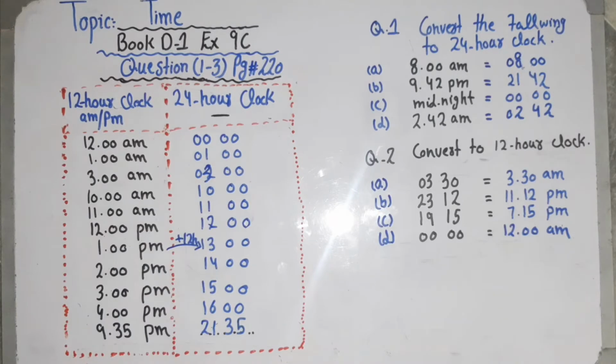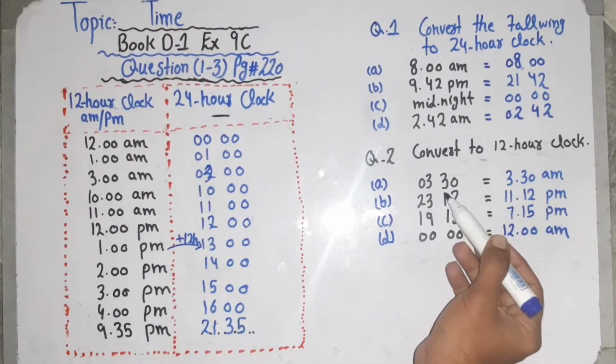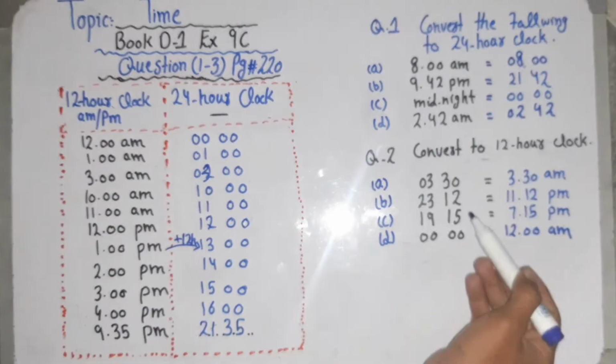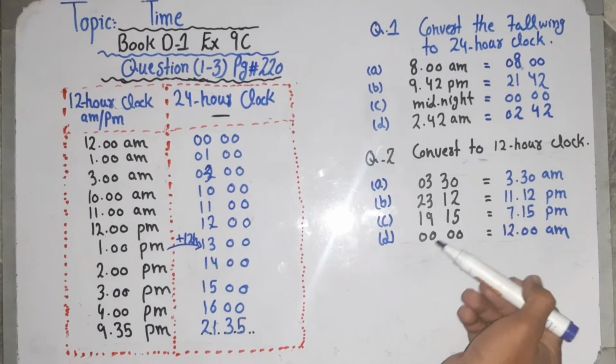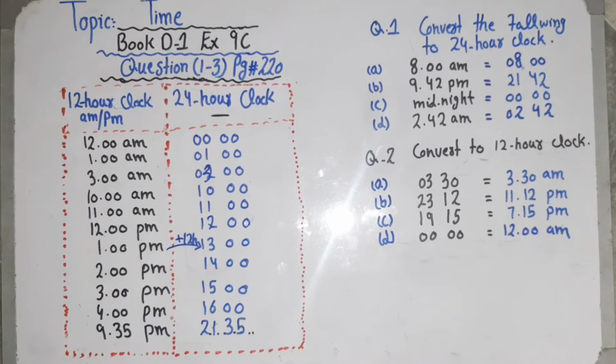Just remember that if the time is given in the 24-hour clock, the time before 12 will remain the same, and after 12 we will write it with a difference of 12 hours. I hope you understand this question well. So now we are moving towards question number 3.